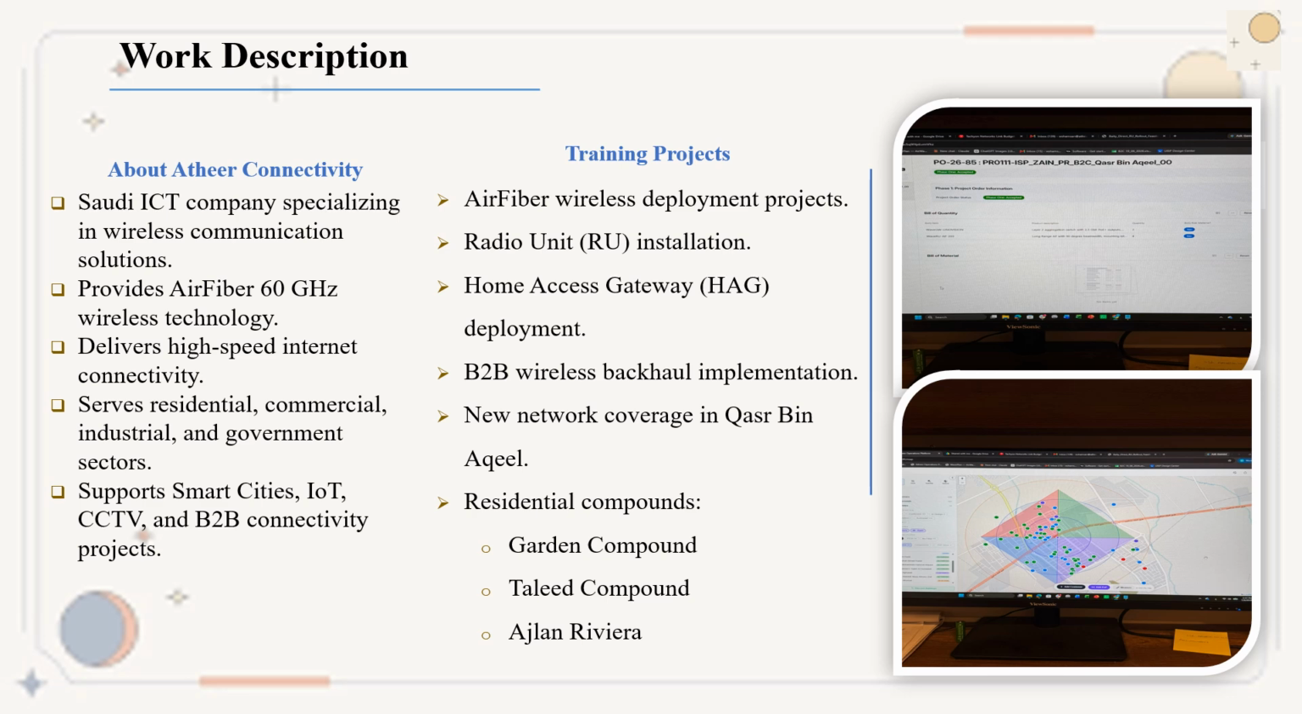Here in this slide, which is the work description, we will discuss the B2B and the B2C. But we will start first to introduce the company. Athir Connectivity is a Saudi ICT company specialized in high-speed wireless solutions like air fiber 60 gigahertz. During my time there, I worked on several development projects, including the RU radio unit and the home access gateway. Also, I worked in B2C with my first project in my life, which is in Qasr bin Agayil, a small city in Qasim.